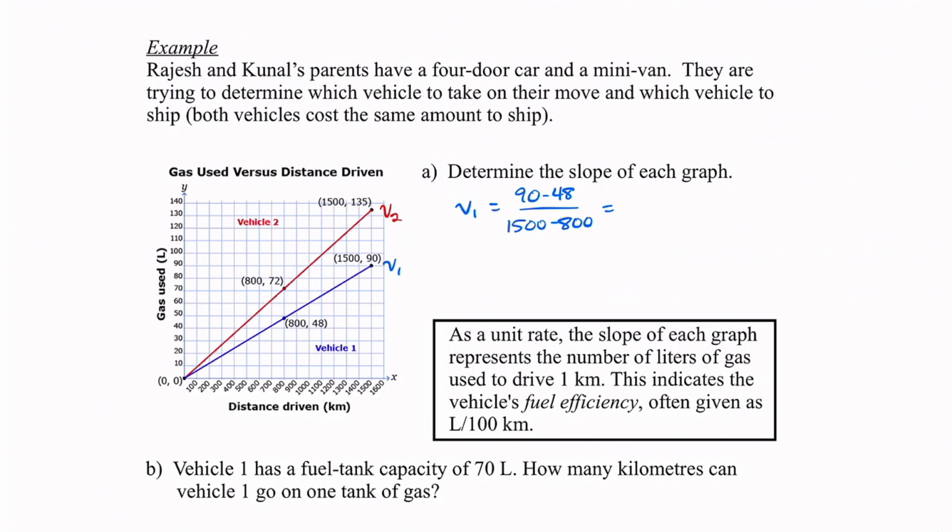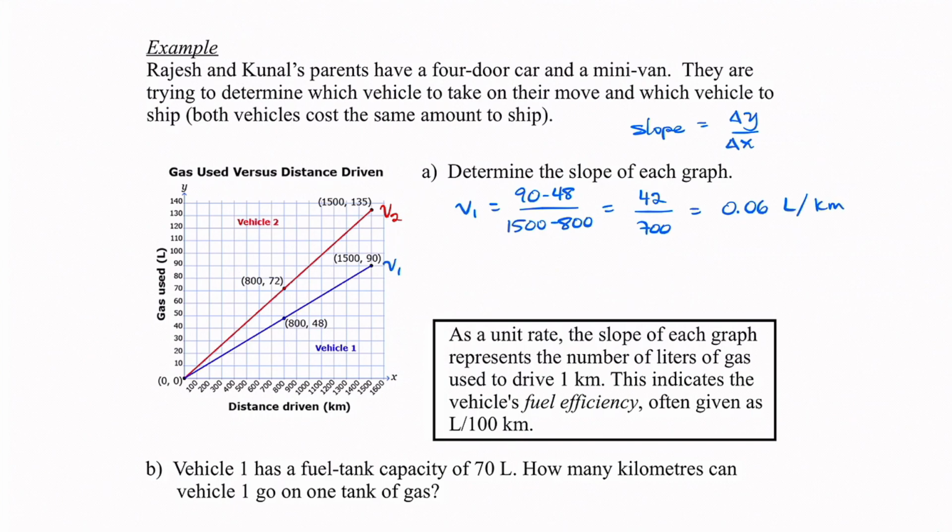And then we'll start to simplify this. So 90 minus 48, that is going to give me 42. And then in the denominator, 1500 subtract 800, that is going to give me 700. And now if I take 42 and divide by 700, that is going to give me 0.06. And now our units, the y was liters and then the x was kilometers. And we went y divided by the x's. Remember, slope, it was the change in the y divided by the change in the x. So we're going to take liters and divide by kilometers. So this is liters per kilometer.